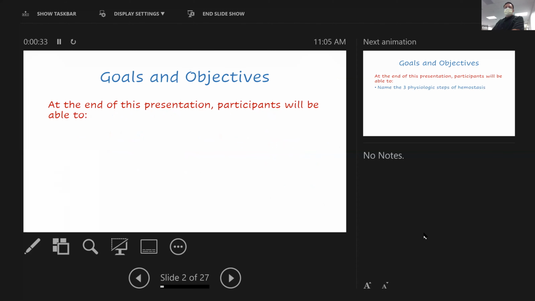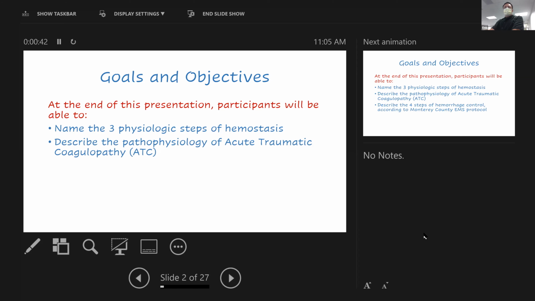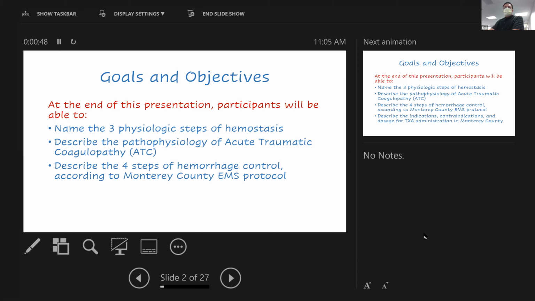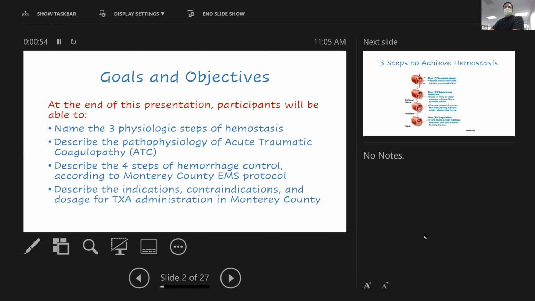At the end of the presentation, participants will be able to name 3 physiologic steps of hemostasis, describe the pathophysiology of acute traumatic coagulopathy, describe the 4 steps of hemorrhage control according to Monterey County EMS protocol, and describe the indications, contraindications, and dosage for TXA administration in Monterey County.